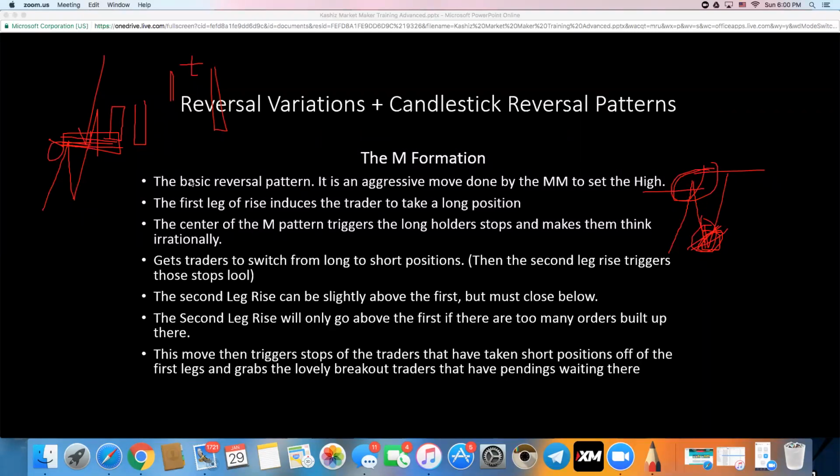So this move then triggers the stops of the traders that have taken short positions off of the first legs and grabs the lovely breakout traders that have pendings waiting there. Okay? So if they close below here, the reason that they came here was to grab my lovely breakout traders, and now they're stuck and they're going to shift the zone, okay? So that's what it means right there, okay?